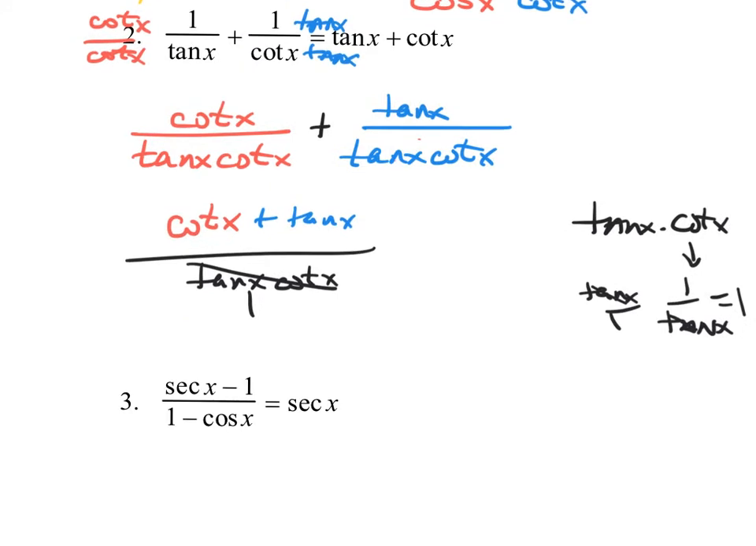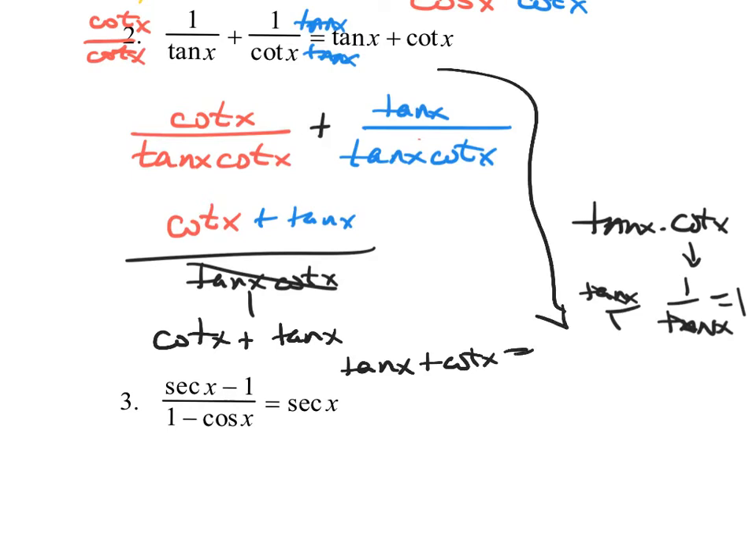So then I get cotangent x plus tangent x, and like Sophie said, it's commutative, so I can flip it around. And now that equals what I was trying to set it to equal. Tangent x plus cotangent x. The file I'm going to post has two other ways to do it.